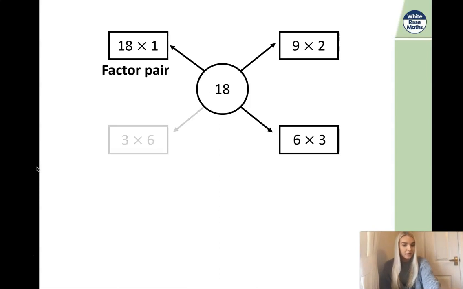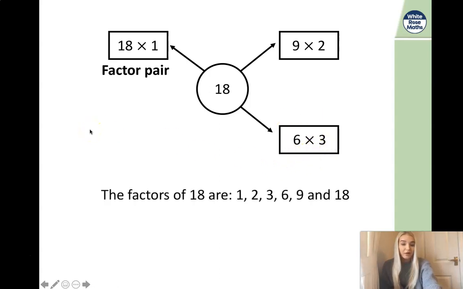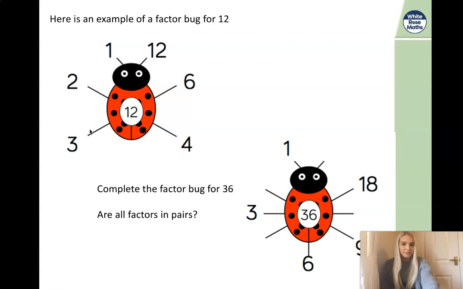Yeah, you're right. So we can have 3 and 6 as another factor pair of 18. I can see lots of you shaking your heads there. We can't, can we? Because that would be repeating this one here. So now we have found that the factors of 18 are 1, 2, 3, 6, 9 and 18. If you found those too, well done.